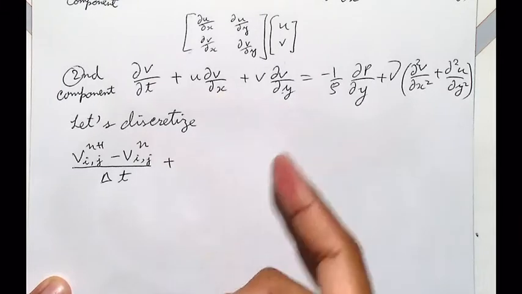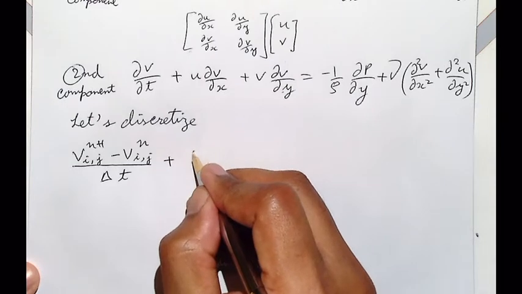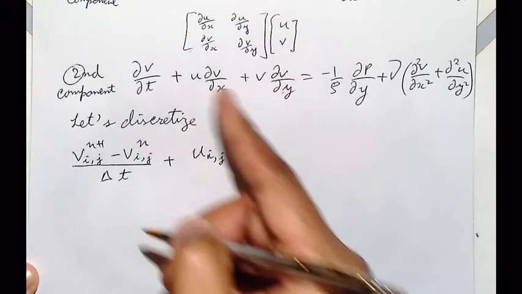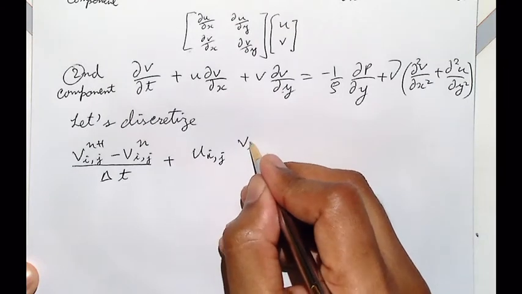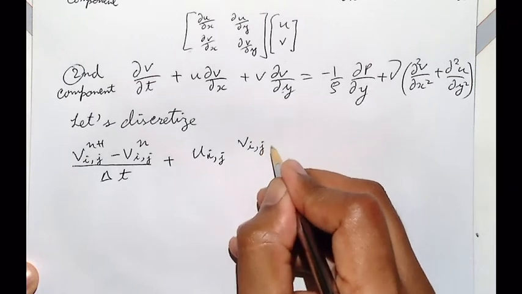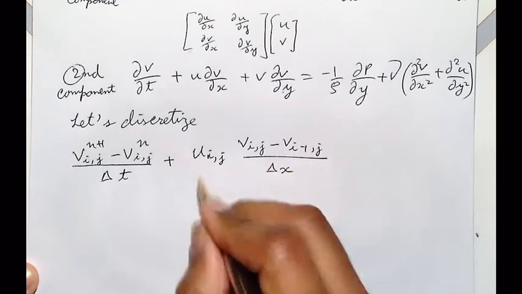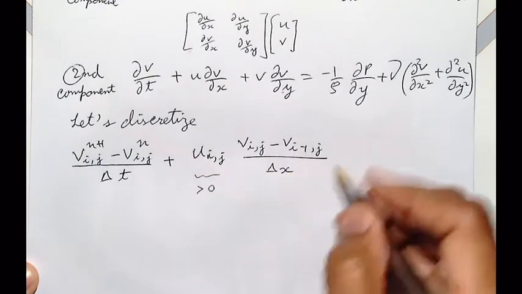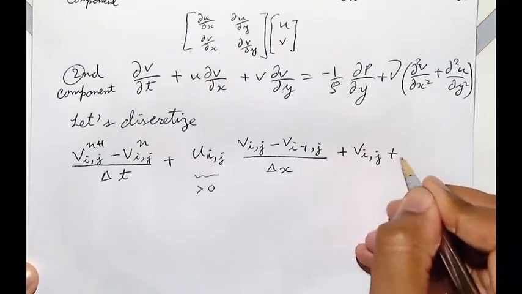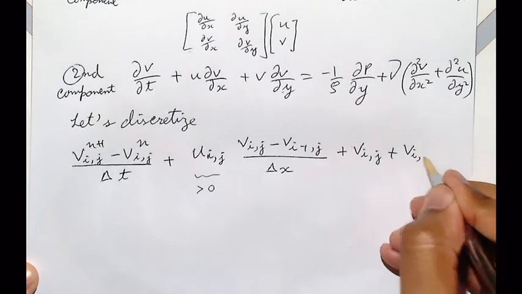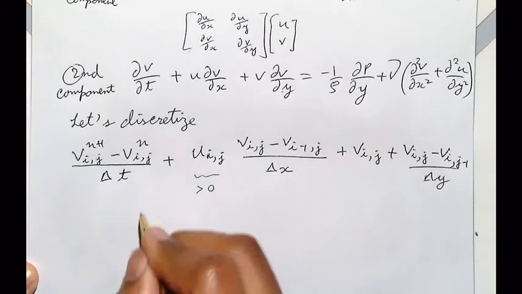And then the convective term, let's say we will upwind, and so we have u ij, and the derivative in x upwind is V ij minus V i minus 1 j. All right, perfect. So we have assumed that this is greater than 0. This is greater than 0. Same on the other side, ij and j minus 1 over delta y.